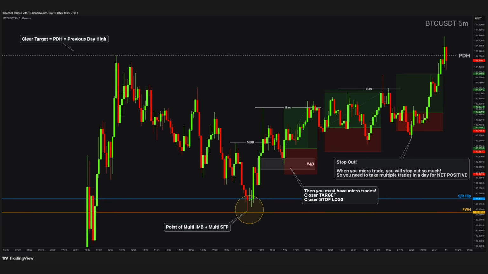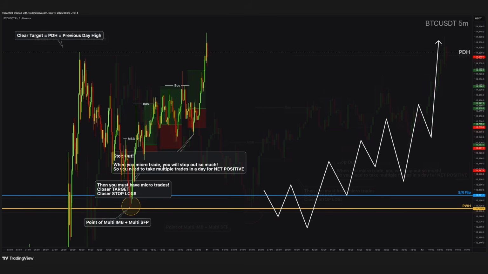But here is the challenge. When you trade this way, you run into big problems. That's because when you take micro trades, you are going to be stopped out quite a lot. The only way to balance this out is by making multiple trades during the day. You might need around 4 to 6 trades in a single session to finish the day with a positive net result. Let me break this down and explain it in even simpler language along with some clear visuals.